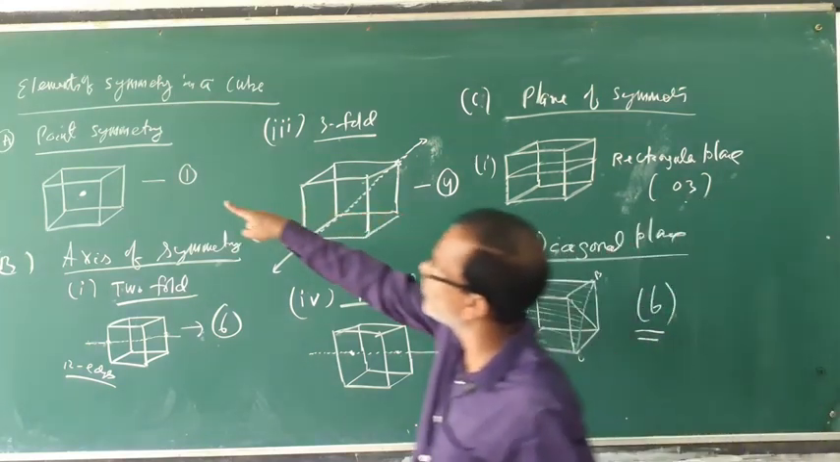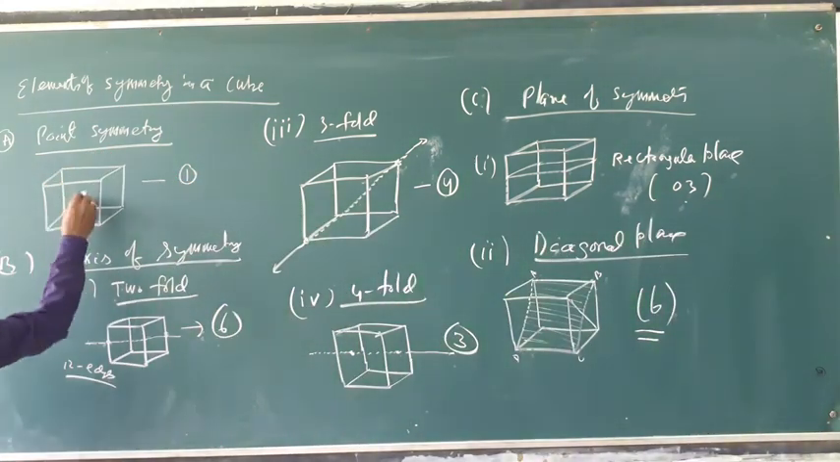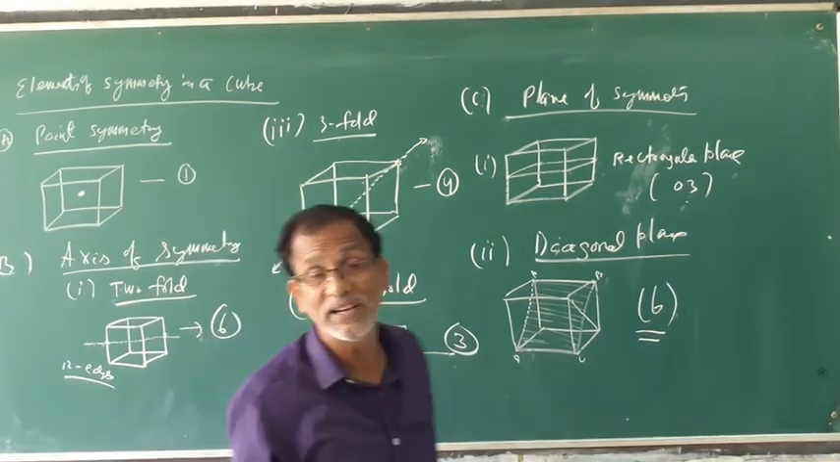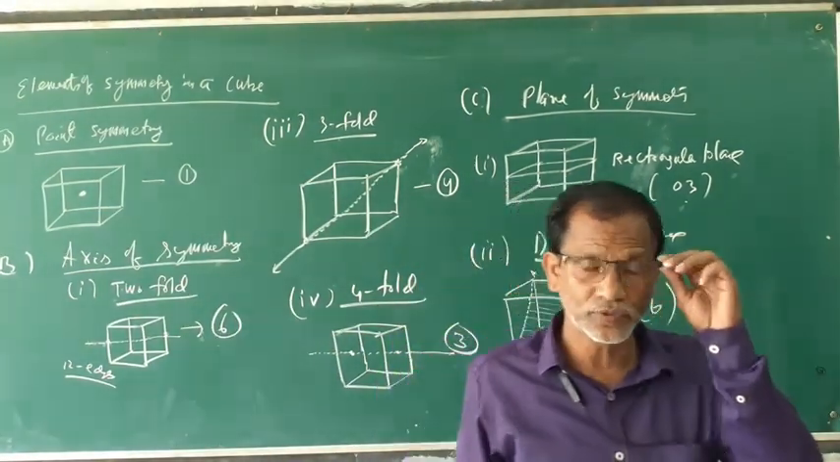Then the first one is point of symmetry. Point of symmetry is always 1. So like this, different types of symmetry elements are possible in cubes.